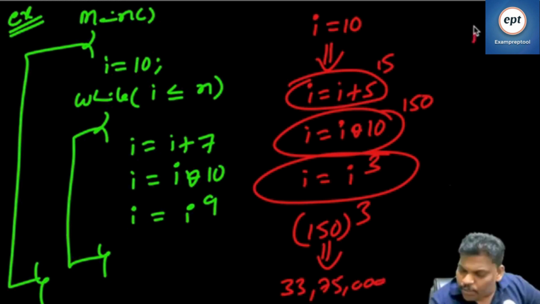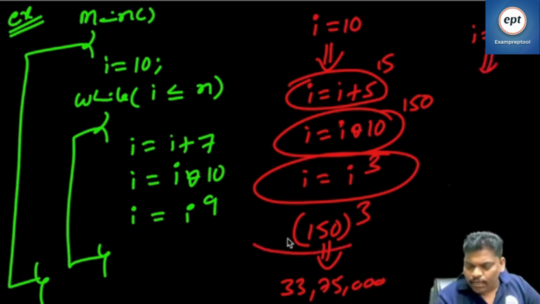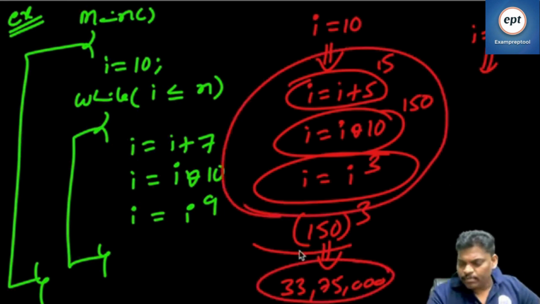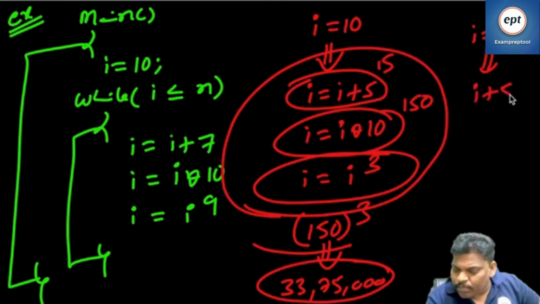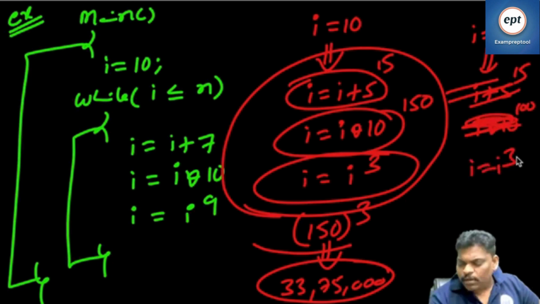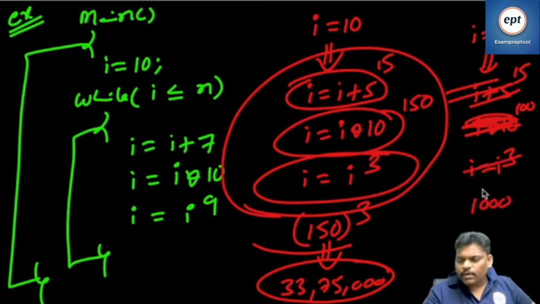So can you help me now? I is equal to 10. If I do all of them combined, I got approximately 33 lakh 75,000. If I do only I plus 5, it will give only 15. If I do only I into 10, 10 into 10, 100. If I do only I cube, it is going to be 1000.